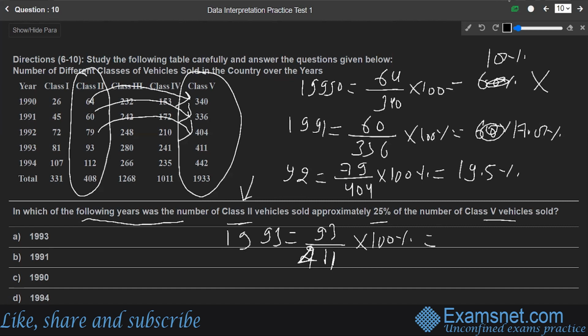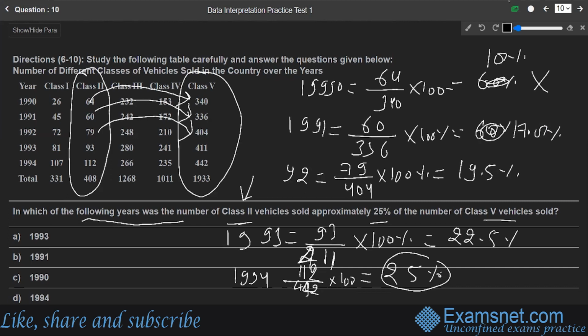And this value is exactly coming out to be 22.5%. And for the last year, 1994, we have to find out 112 is what percent of 442, into 100%, and this value is coming out to be precisely 25%.